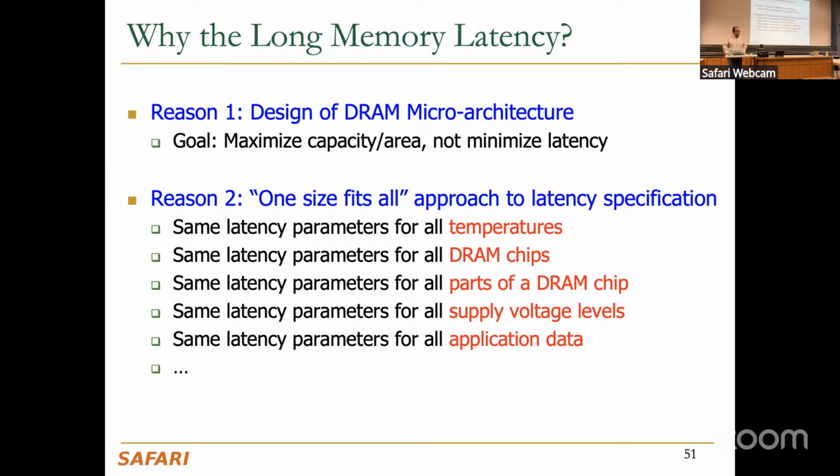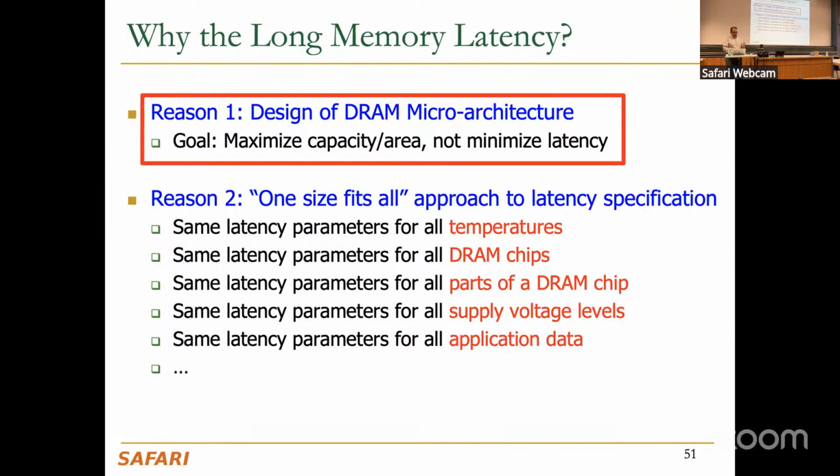The same thing applies to the refreshing problem. We consider the same latency parameters for all DRAM chips, the same latency parameters for all parts of a DRAM chip, the same latency parameters for all supply voltage levels, and the same latency parameters for all application data. So we will start with the first reason, and hopefully by the end we will also start some discussion about reason 2, and then at some point we need to continue in a future lecture next week.